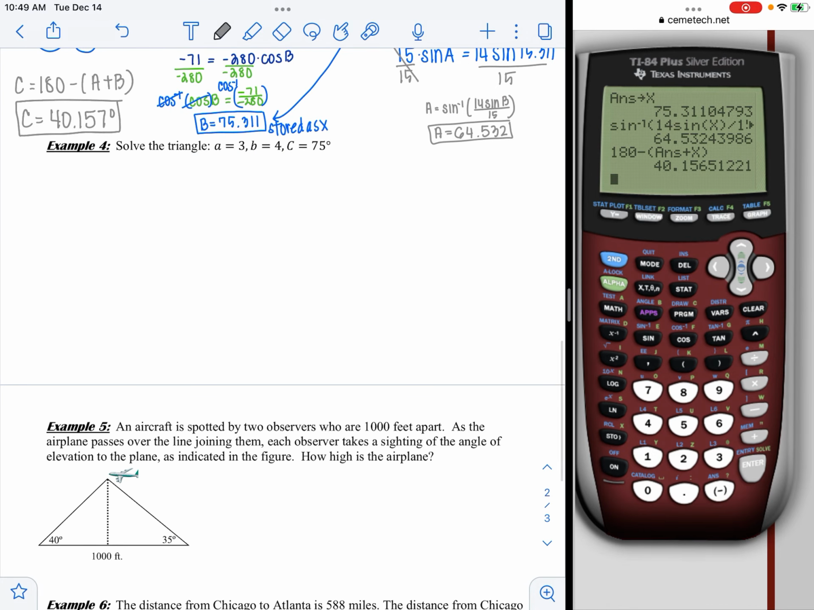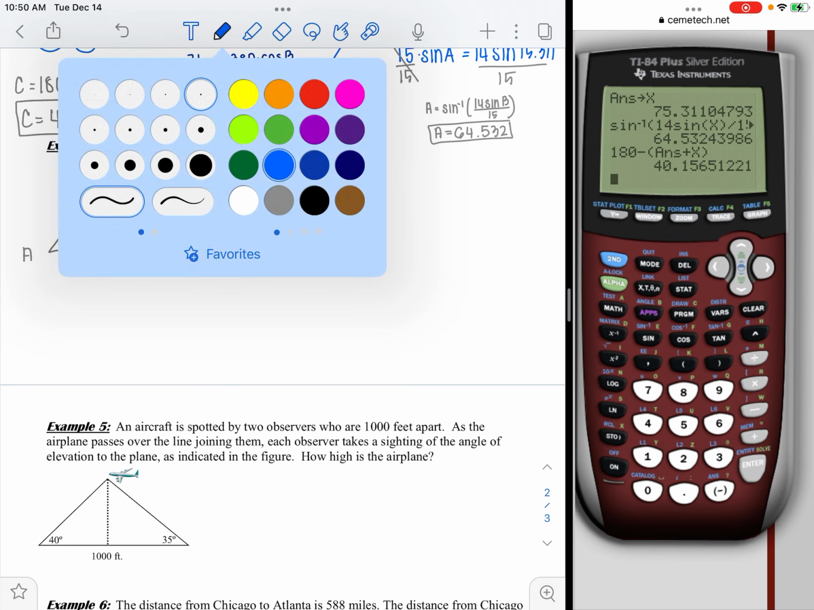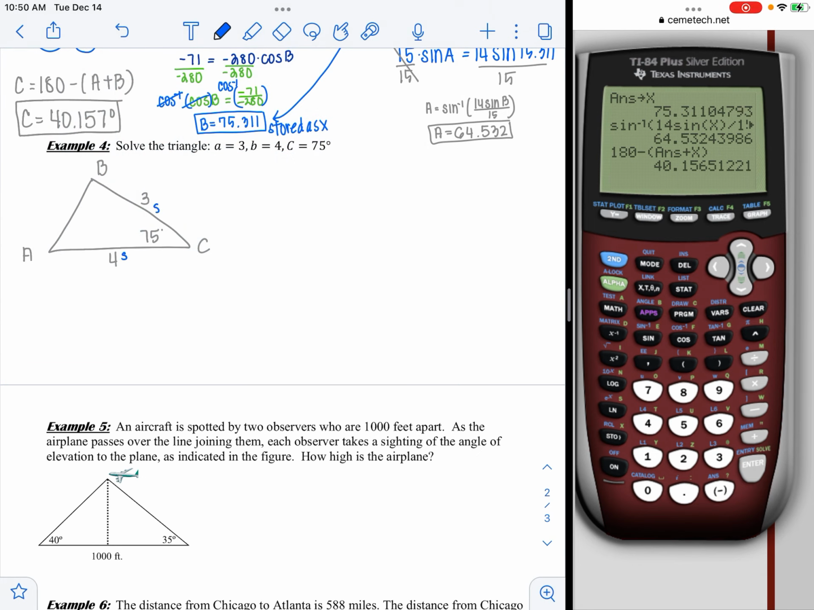All right, last one that we're going to do in these notes, it says solve the triangle. So I'm going to start by drawing a triangle, ABC. Side A is 3. Side B is 4. And angle C is 75. So let's look to see what we have here. We have a side, and an angle in between. So this is side, angle, side. So we're going to use the law of cosines.